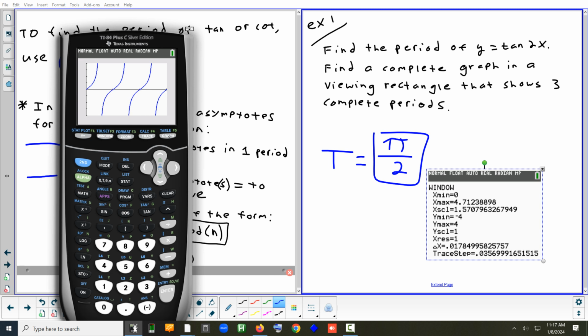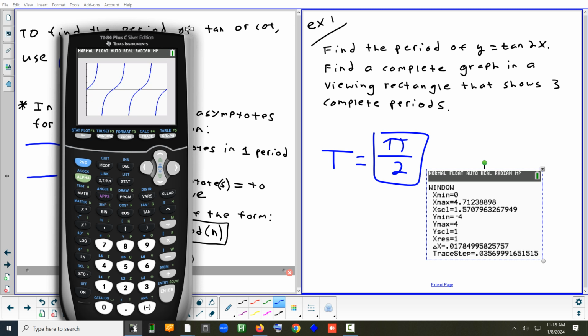Does anybody remember how much each tick mark is in radians, if we don't mess with what the calculator does? Each tick mark is normally how much? Yep, pi over 2. So if I slid my window half a tick mark, I could make it so that the 3 cycles connect. What's half of pi over 2? Yep, pi over 4.